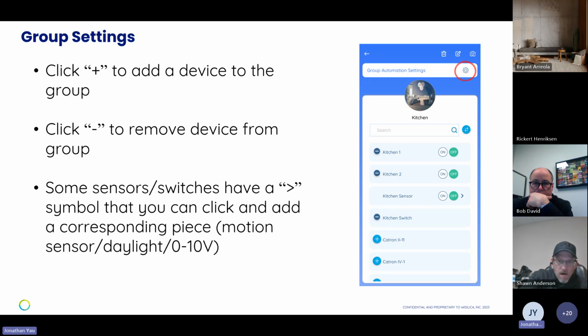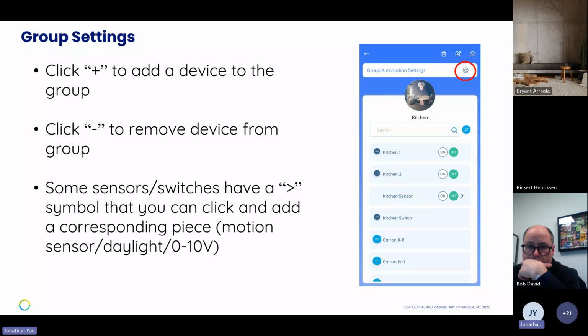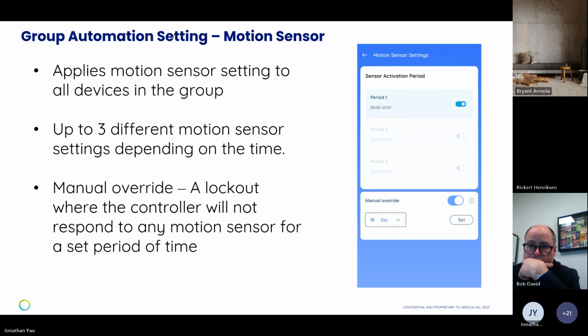There's also a group automation settings on the top right, circled in red. This is where you can set the sensor settings for all controllers in the group, so you don't have to go one by one changing the settings however you want it to be. You can do it all at once through this page. So this is the group automation settings page for motion sensors. Again, it applies the setting to all controllers in that group.